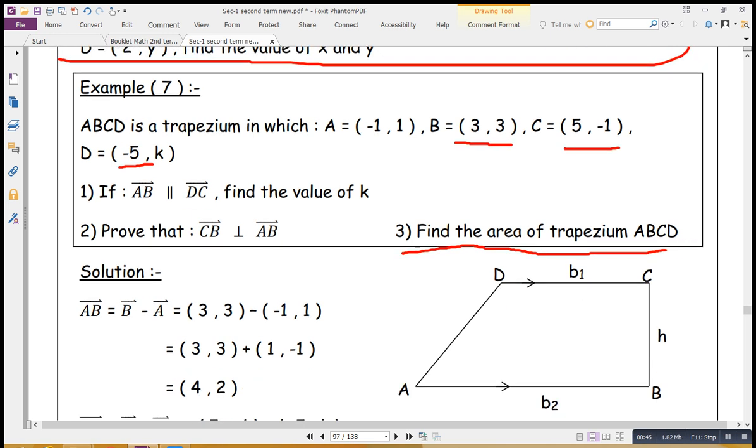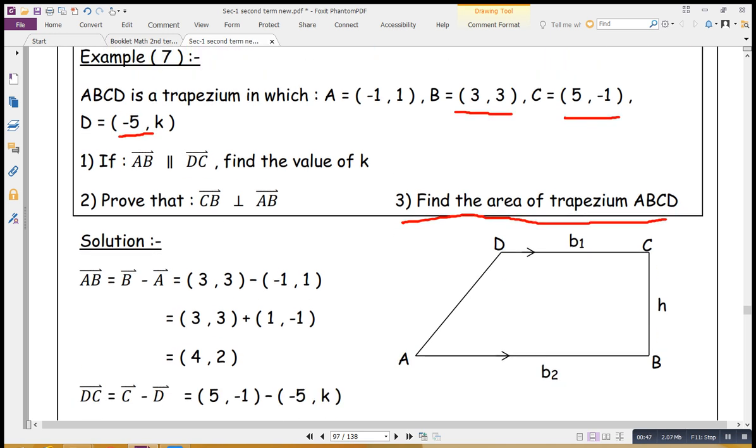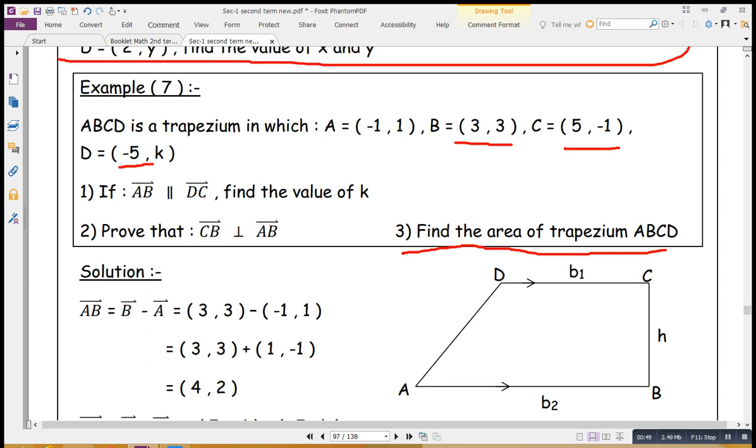So here, as I said before, you have to draw the trapezium. The trapezium is a quadrilateral figure that has only 2 parallel sides. This is the only property of the trapezium, that it has 2 parallel sides. So if AB is parallel to BC, how can we find K?